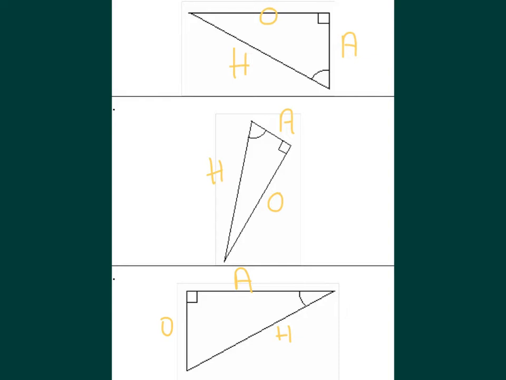And now you need to complete task 1 on your sheet, and when you're done it should look a bit like this. You should have an opposite, a hypotenuse and an adjacent labelled on each of your triangles.